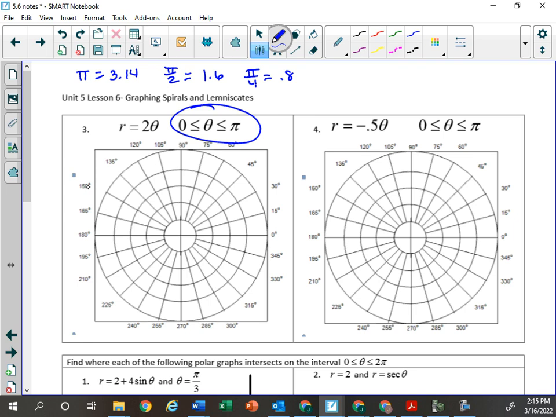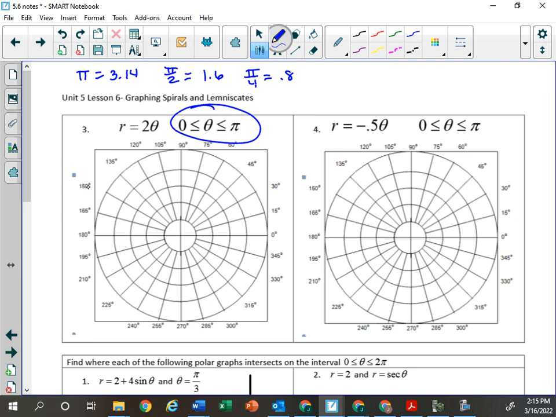Oh, it's negative. It does change it a bit. All right, guys, let me put them up here.